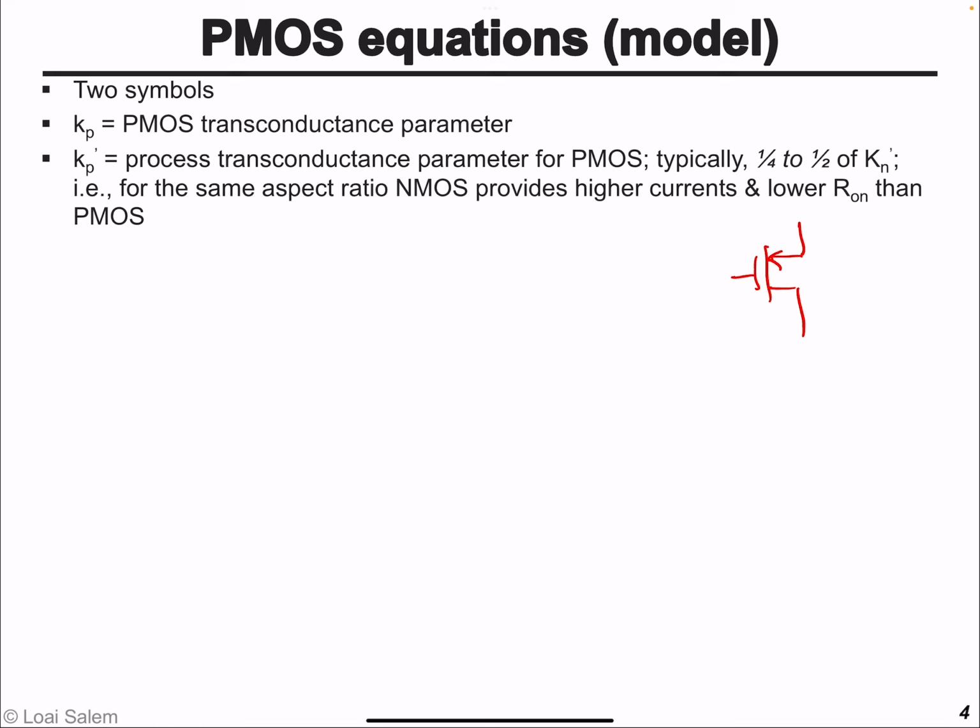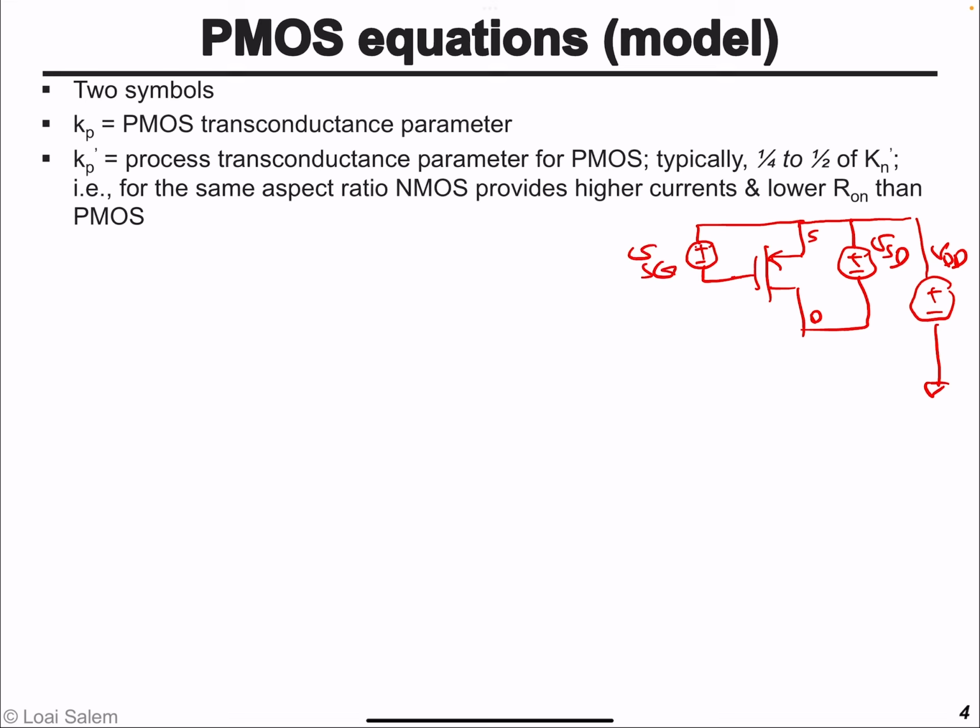And what we are going to do here is we'll connect the source terminal to the highest potential in the circuit, which is VDD. That's something you can try in the lab. And then we're going to connect a positive voltage between the source and drain terminal, so VSD. And we're going to have the gate at a lower potential than the source, so VSG is a positive value.